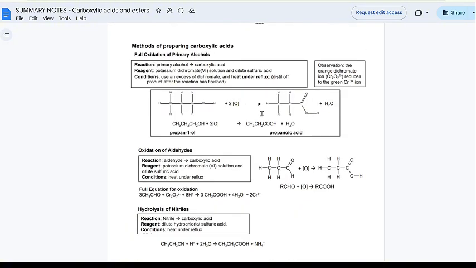Interesting. Methods of preparing carboxylic acids. Full oxidation of primary alcohols. Primary alcohol to carboxylic acid. Okay, I need to know these. Let's see if this is one of the ones I know from my flashcards, because I have been doing my organic synthesis flashcards, which is very good.